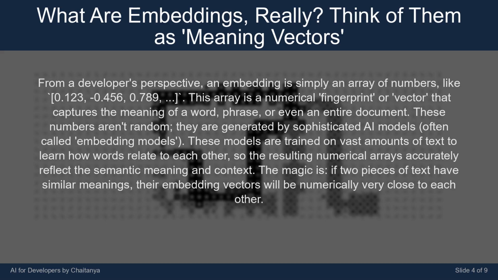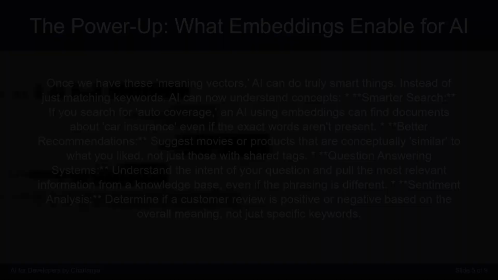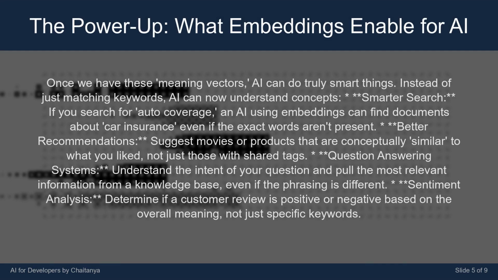They are generated by sophisticated AI models, often called embedding models. These models are trained on vast amounts of text to learn how words relate to each other. So the resulting numerical arrays accurately reflect the semantic meaning and context. The magic is, if two pieces of text have similar meanings, their embedding vectors will be numerically very close to each other.